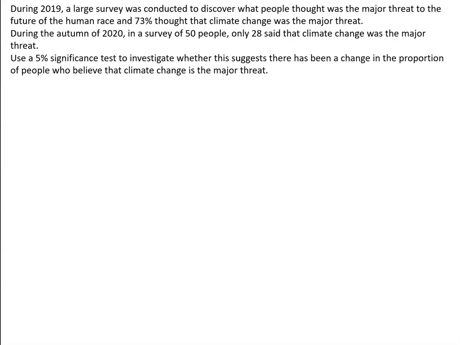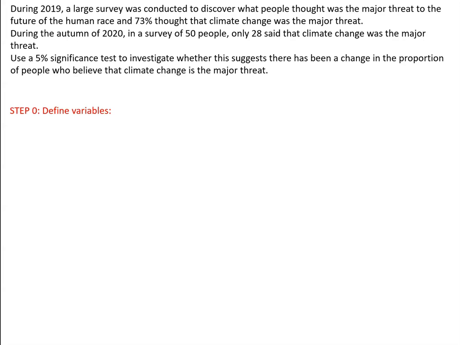Moving on then to the case of the survey that we considered. A large survey was conducted to discover what people thought was the major threat to the future of the human race, and 73% thought that climate change was the major threat. During the autumn of 2020, in a survey of 50 people, only 28 said that climate change was the major threat. We've got to use a 5% significance test to investigate whether this suggests that there's been a change in the proportion of people who believe that climate change is the major threat. But this time we're going to do it using a p-value calculation.